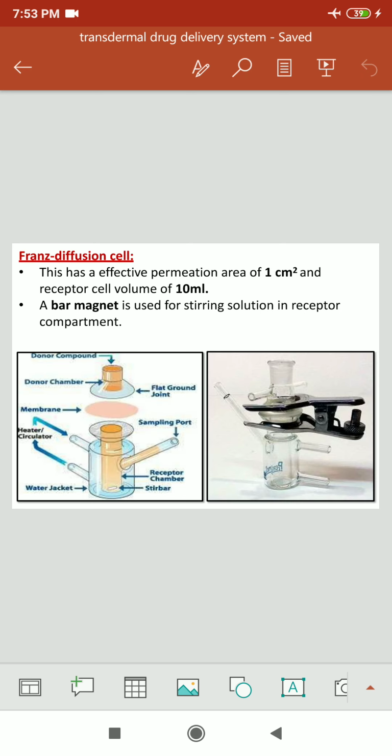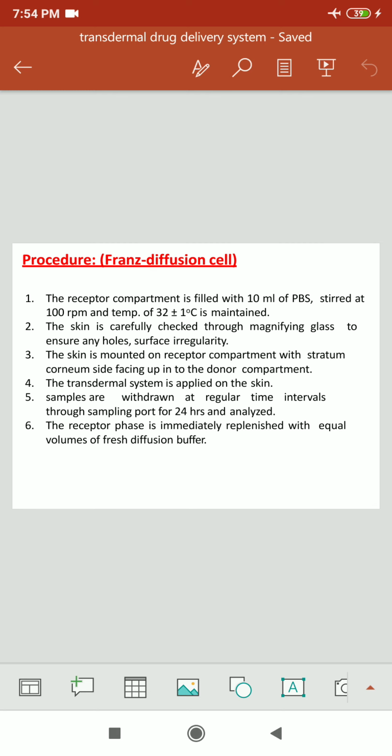The Franz diffusion cell has a cell volume of 10 ml. On this we put our patch and release the drug, and from the jar with the water jacket we take the sample, and that sample is measured in the UV to find out the concentration of the drug. So this is the procedure of the Franz diffusion cell.